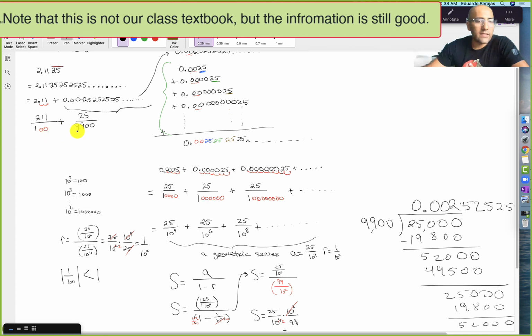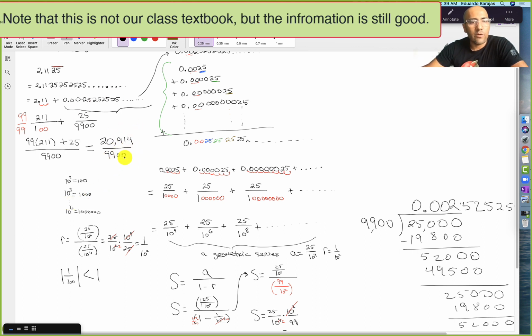Okay, common denominator, well, that's going to be easy. This is 9,900. This is 100. So if we multiply this one by 99 over 99, we'll get a common denominator of 9,900. So this is going to be equal to 99 times 211 plus 25 divided by 9,900. Good. And then if we simplify that with our calculator, 99 times 211 plus 25, I get 20,914. 20,914 divided by 9,900. So here is a fraction such that if I divide it, I will get this infinite repeating decimal.